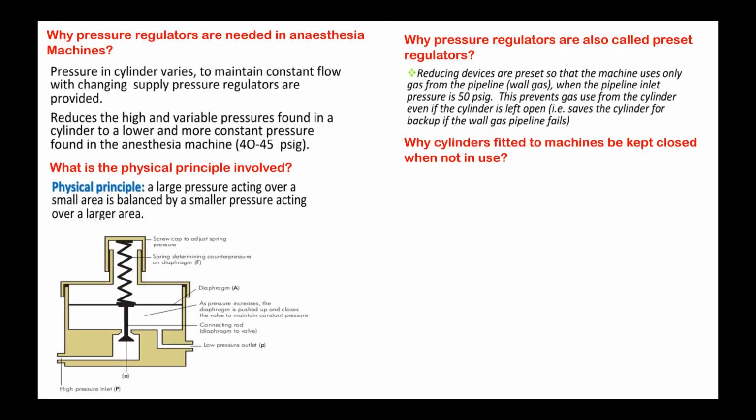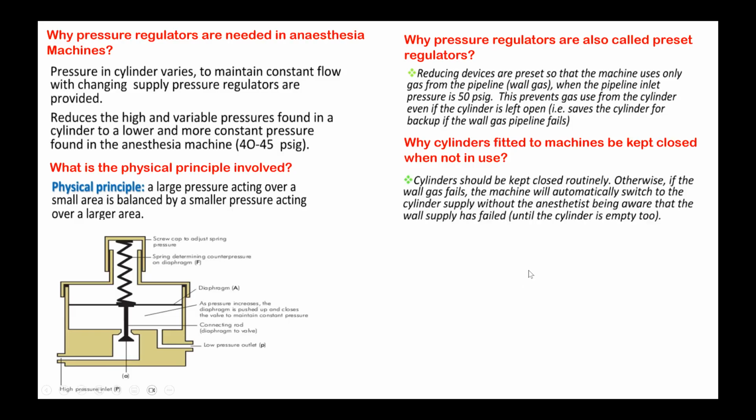And in case you land up with an emergency, there will be no gas supply present. So always preferably keep the cylinders closed and use them only when there is a need to activate them in case there is a failed pipeline supply. And nowadays, of course, we have so many safety mechanisms where, whenever there is a drop in the pipeline pressure, we will get an alarm or a signal. So the cylinder should be kept closed routinely.